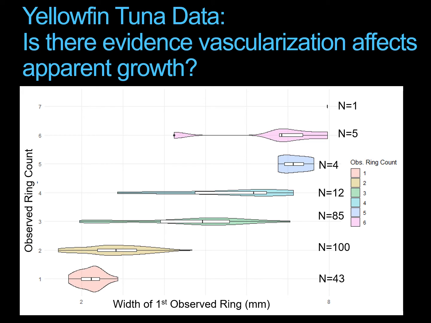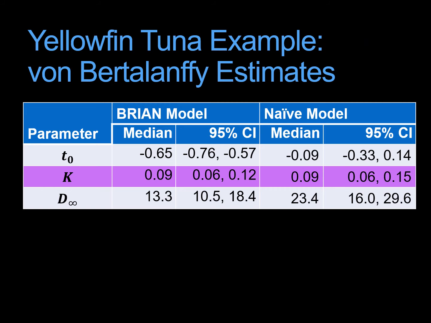But then by the time we get up here, where those spines have 6 rings observed, the width of that first observed ring is up at 7 millimeters. So this is evidence that vascularization has occurred and that this is in fact not the true first ring, but perhaps the second, third, or something else.